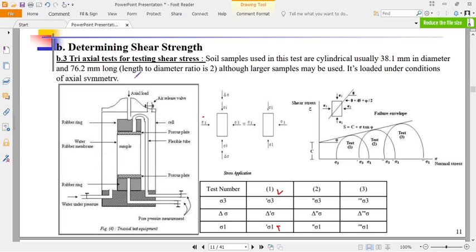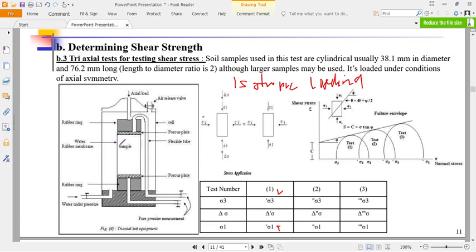So in this experiment, we load soil in two conditions, or under two loadings. The first loading is what we call the isotropic loading. In such loading, what we call the consolidation loading, we consolidate the soil. In such a test, we apply the confining stress, sigma 3. Is that okay?